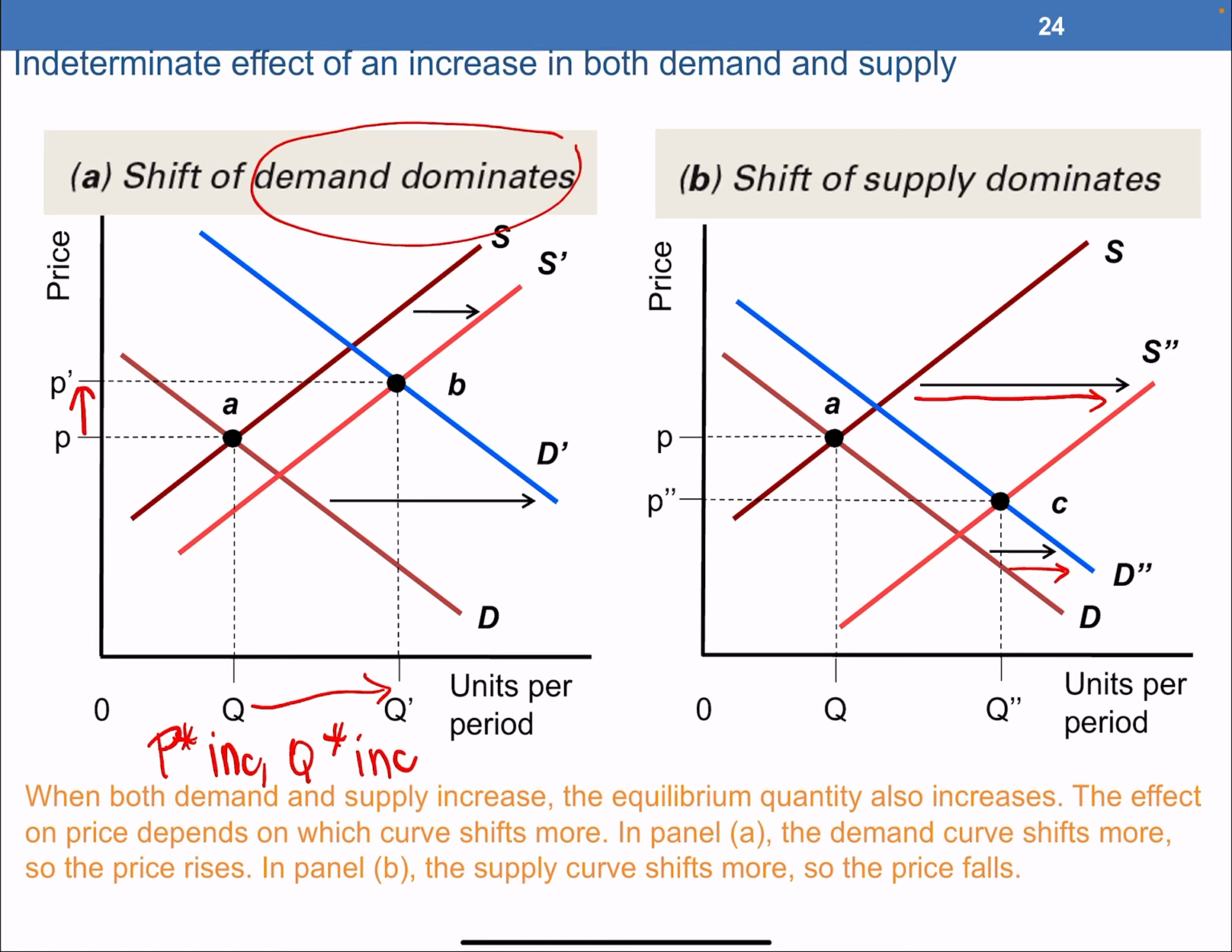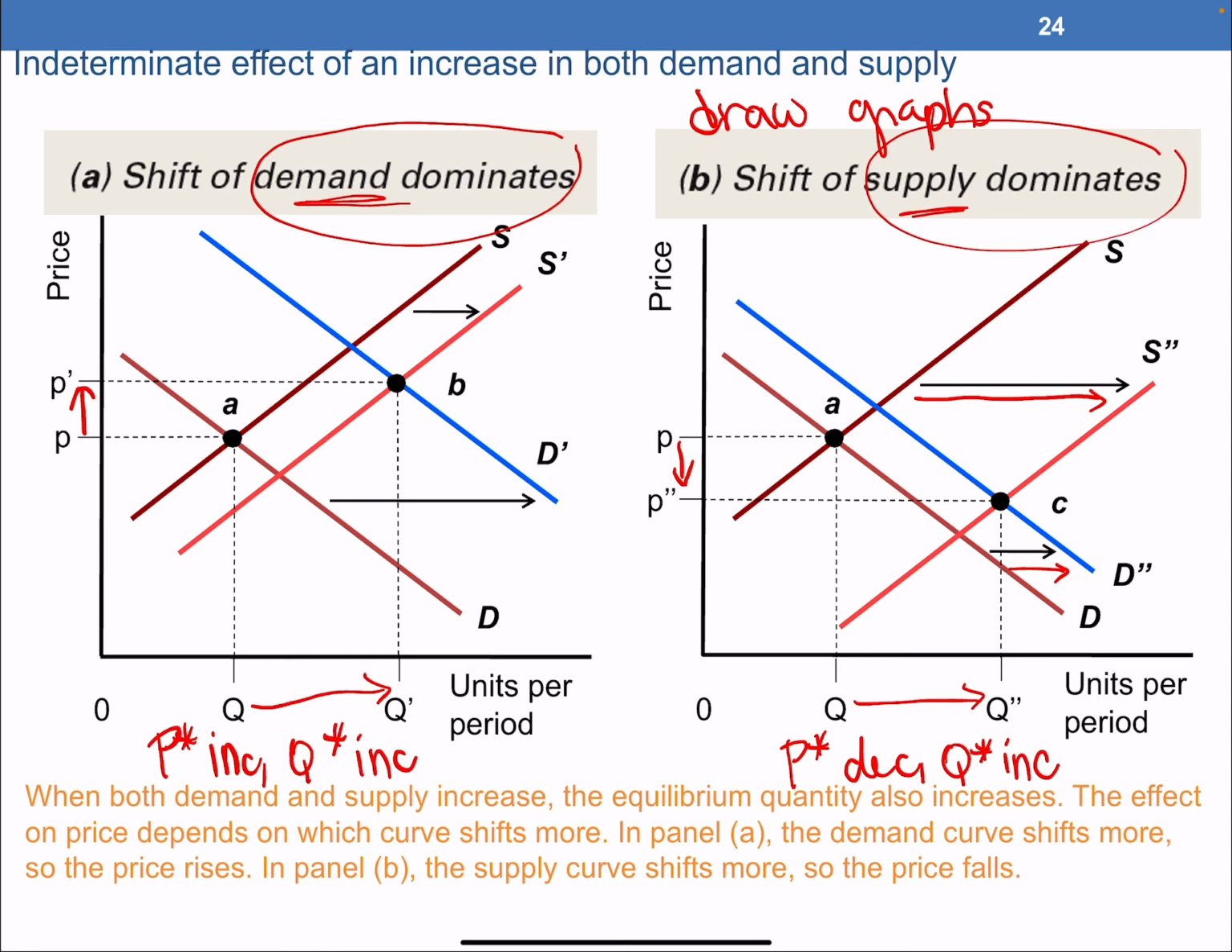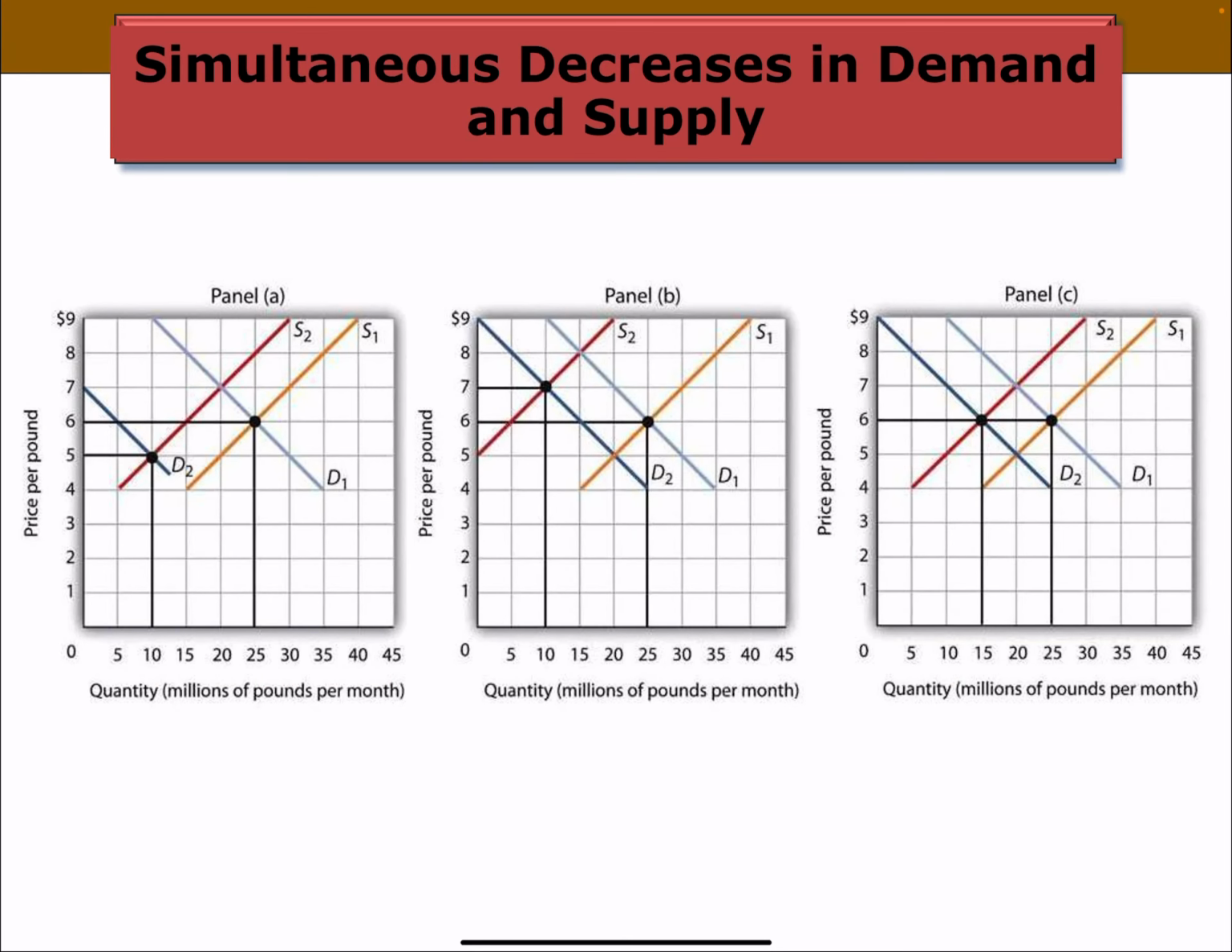But look at graph B. My price this time, P to P double prime, actually decreased while quantity still increased in the market. But again, instead of trying to memorize what was on the previous slide, I would always recommend you draw your graphs. You allow both changes to happen in both graphs, but in one graph, demand is the dominating change. In your second graph, supply is the dominating change. And this just shows what happens when they're decreasing.